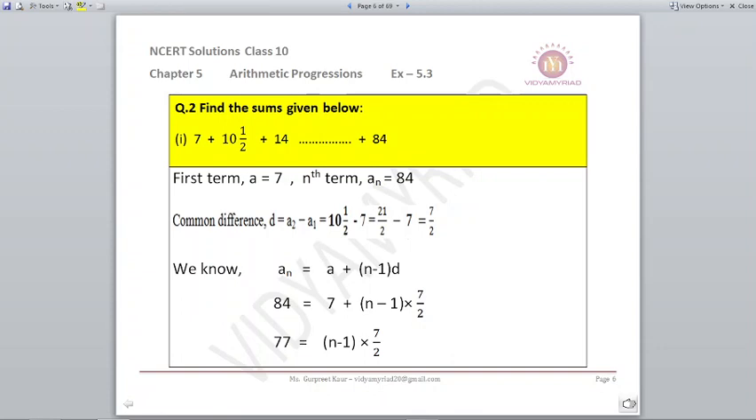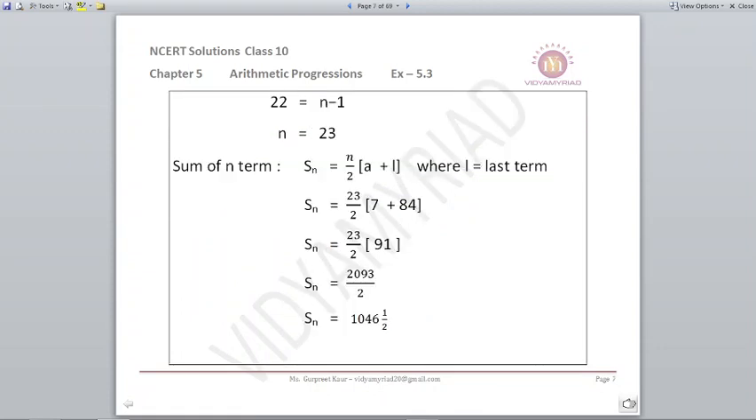So to find out n, we will use the formula of an, that an is equal to a plus (n minus 1)d, because we are told an is 84. So 84 will be equal to a is 7, and we know d, that is 7 upon 2, but we don't know n, so it will be written as n minus 1. So on solving this, we will find out n as 23.